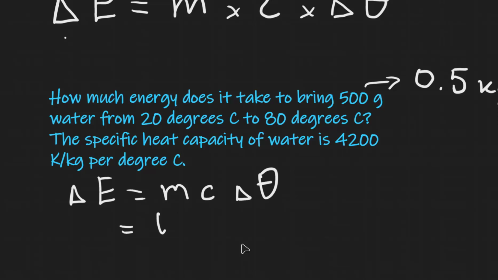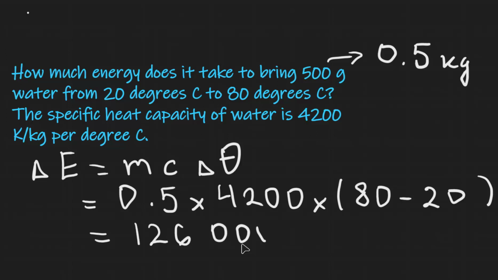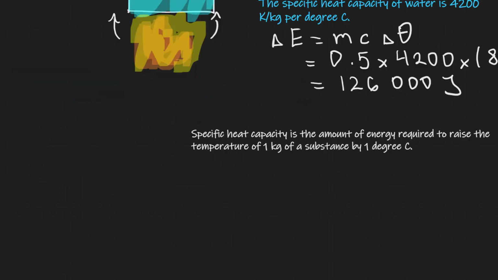So the energy will be equal to 0.5 multiplied by the specific heat capacity, which is 4,200, multiplied by the change in temperature in degrees C. Okay, so we're going from 20 to 80, so this is equal to final take away initial, like so. And if we were to plug these into a calculator, this will give us 126,000 joules.